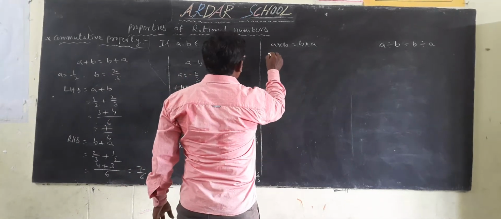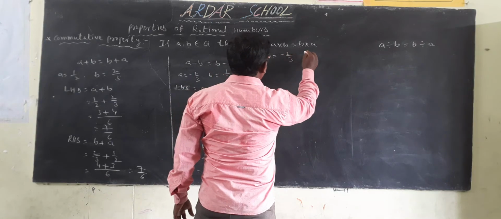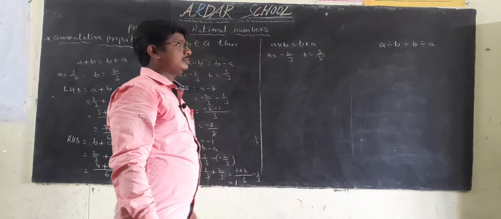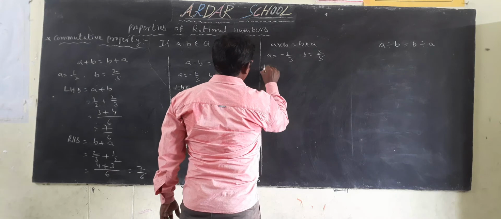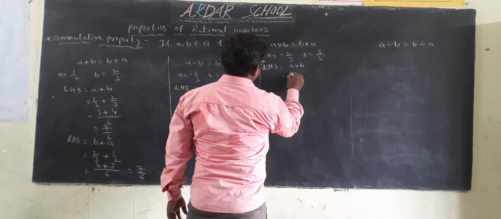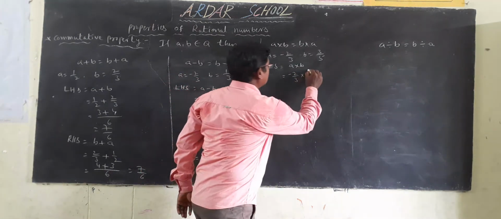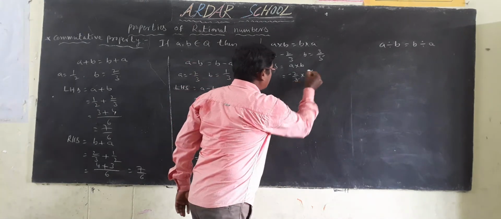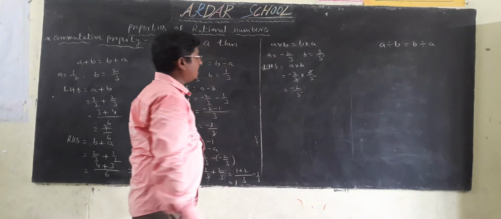Next I am going to multiplication. Here take another example. A is equal to minus 2 by 3, B is equal to 3 by 5. So here LHS is equal to A into B. A is equal to minus 2 by 3 into B is equal to 3 by 5. Here 3 cancels, that is equal to minus 2 by 5. LHS is minus 2 by 5.